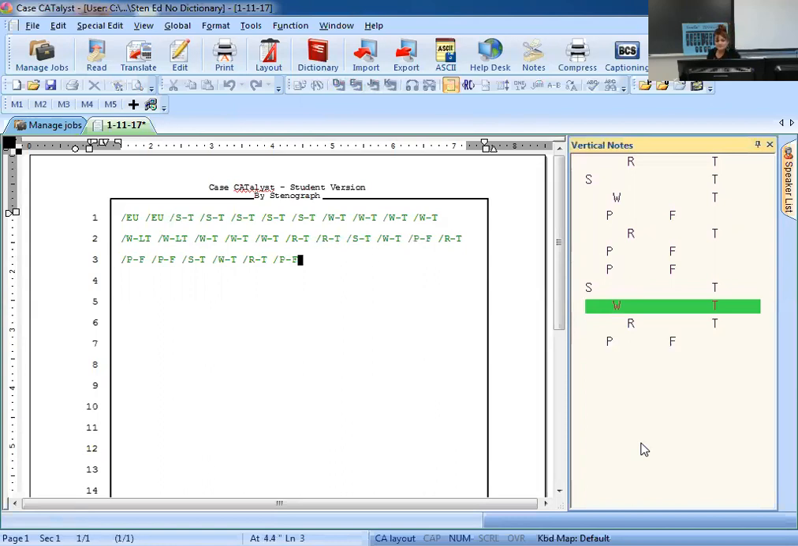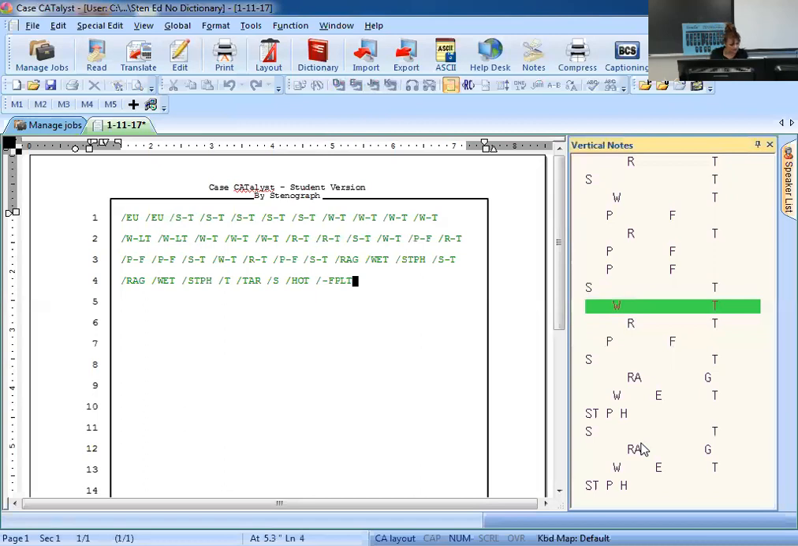If anything's underlined, that means it's a phrase. So on page 20, "is the rag wet" is ST, rag, wet, question mark, okay? Is the rag wet, question mark. So just so you know, number 3, "the tar is hot," period, okay? You've got to include your periods, your question marks, and your commas.